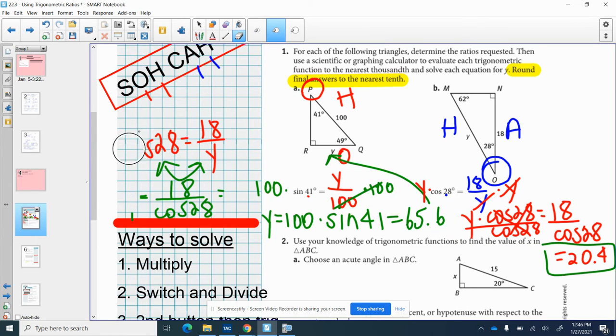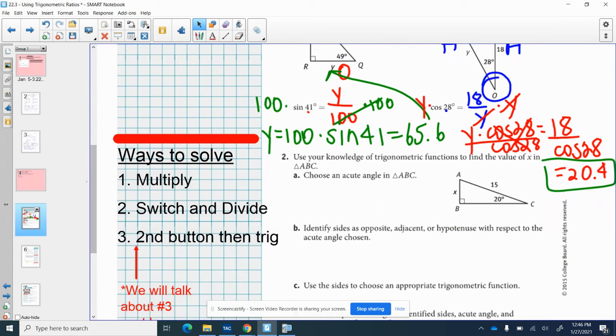Okay. So that brings us down here to our ways to solve. The first way we used was step one, multiply, right? We multiplied when our variable was in the numerator. But on the second example, when our variable was in the denominator, we had to do the switch and divide. Step three for solving is what we're going to talk about in our next lesson.